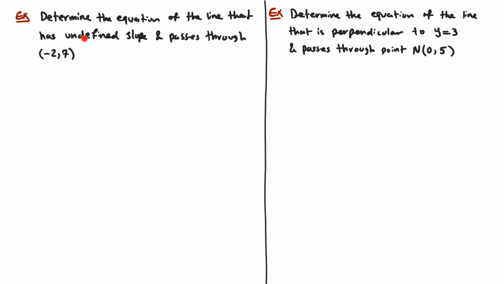And if it has undefined slope, based on our previous lessons, that means that it has infinite slope, meaning that it's actually a vertical line. So let's sketch this. When we're sketching again, we need to have x and y axes. Point (-2, 7) is approximately here, so I'm going to put it down here and label it as (-2, 7). We know that our line has undefined slope, meaning that our line is actually vertical. So I will draw that like this.